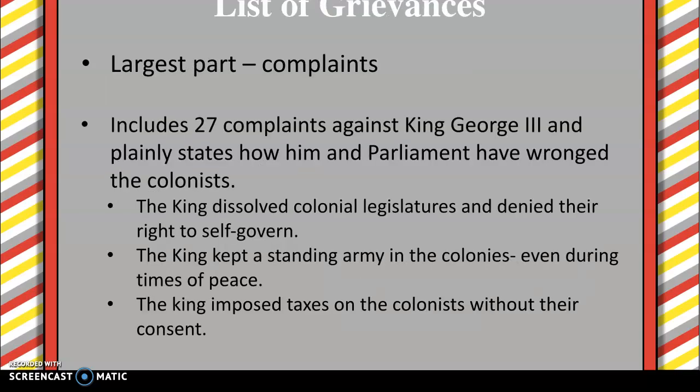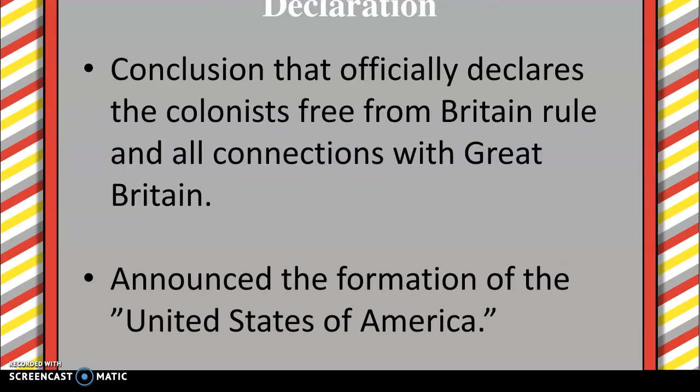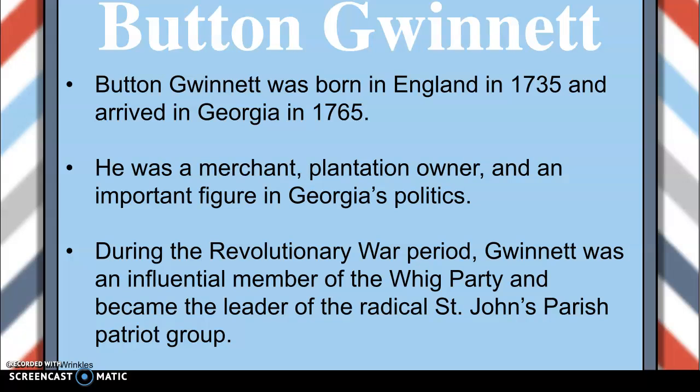Our grievances are our complaints. There were 27 total grievances against King George III. Some of them were that the king dissolved colonial legislatures and denied their right to self-govern. The king kept a standing army in the colonies. That means he kept military here in the colonies, even though it was peaceful times. He imposed taxes on the colonists without their consent. That's where the slogan, "No taxation without representation," comes from. And then the conclusion officially declares the colonists free from Great Britain. And this announces the formation of the United States of America.